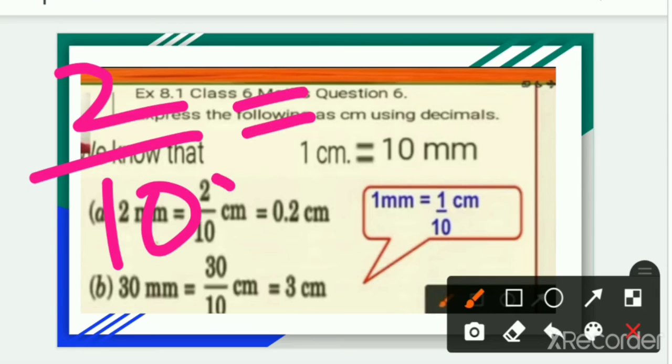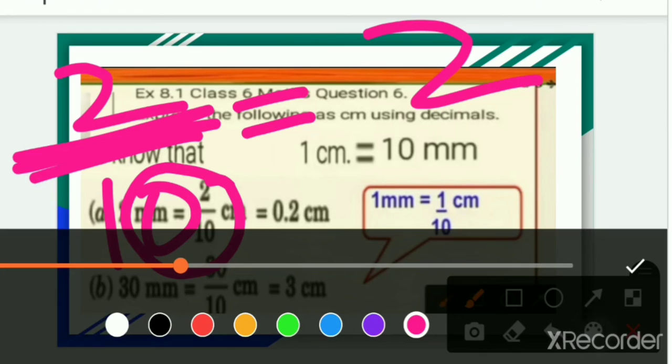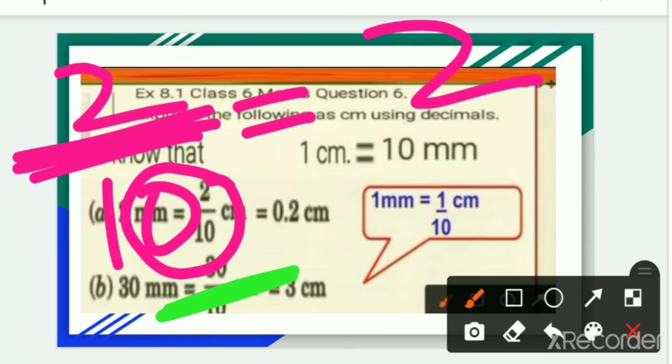That is, how many 0s are below? Only 1 0 is here. The numerator which is written above, write first of all those numbers. If it is 2 only, write 2. If it is 21 or 2001, write that. But count the below part. What is the below part? It is only 1 0. So count only one digit above.